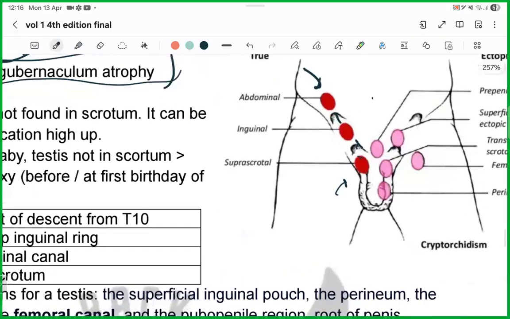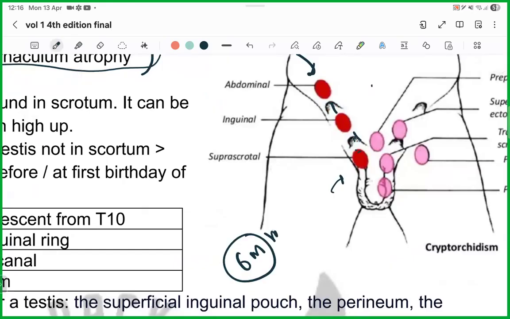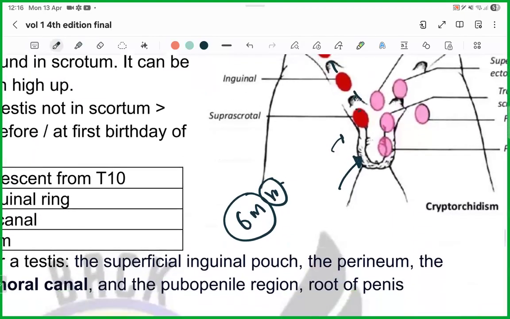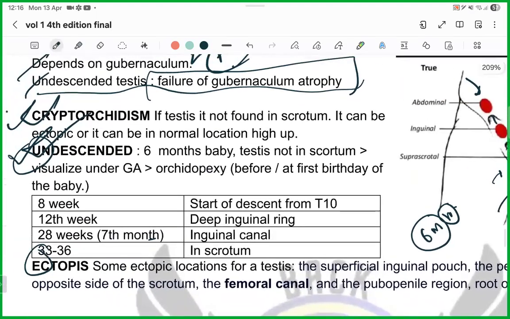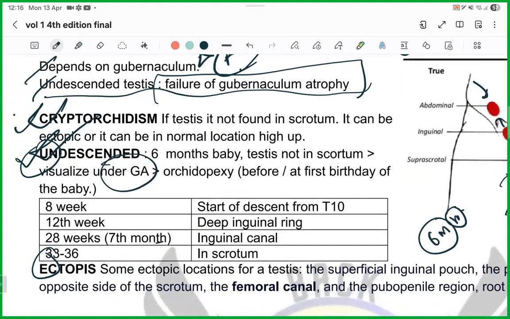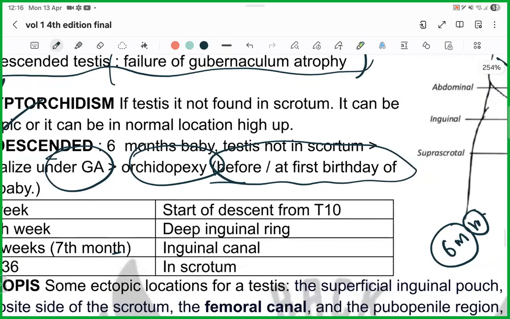So, let's say a 6-month-old boy came to you and you don't find the testis inside the scrotum. What will you do? If you don't find it, you immediately visualize under GA, and at or before the first birthday, do orchidopexy. But these days we don't do orchidopexy. Why? Because orchidopexy is linked to seminoma. Okay. And that's why they give you this question.